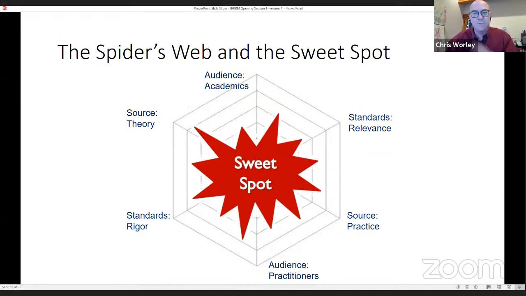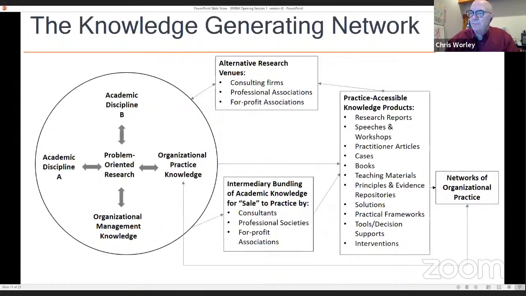Okay, so that's one model. Coming back to Sue's point about it's really important who you do this work with.